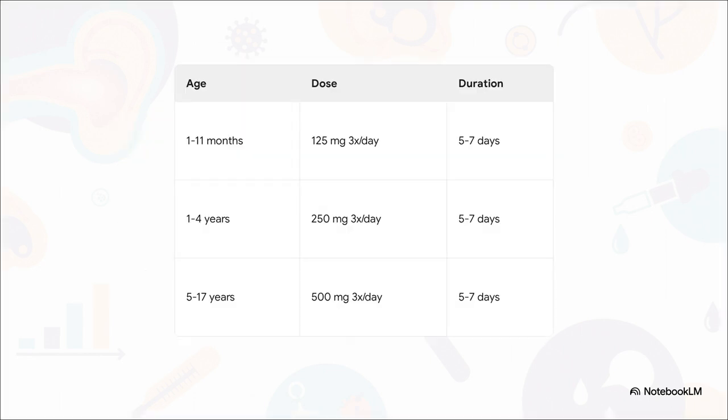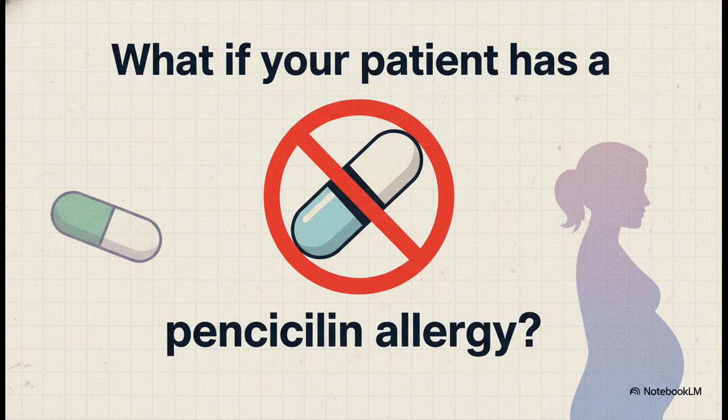Now, while you might see age-based dosing schedules like this one, the key high-yield recommendation from the American guidelines is to use weight-based dosing. Specifically, a high dose of 90 milligrams per kilogram per day, usually split into 2 doses. Why so high? Well, that dose is critical to get enough drug into the middle ear to kill off any potentially drug-resistant Streptococcus pneumoniae. Of course, we always have to have a plan for patients with a documented penicillin allergy.